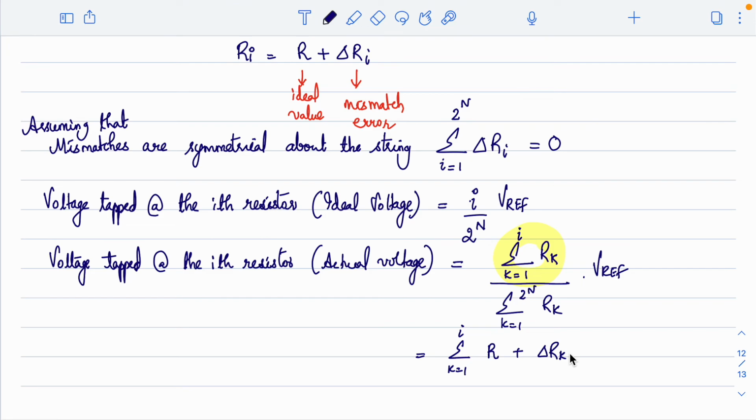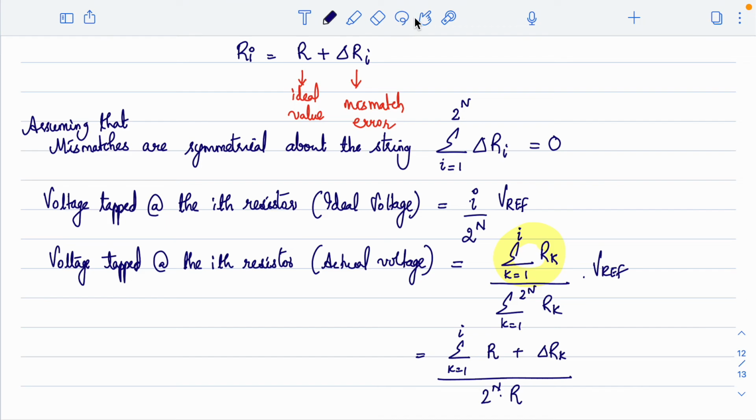Alright. Summation k equal to 1 to I. R is the actual resistance value which varies from 1 to I plus the delta Rk divided by, this becomes 2 to the power of n into R. There is no mismatch component there, so I'll have 2 to the power of n into R. Right, is this clear what I have written?